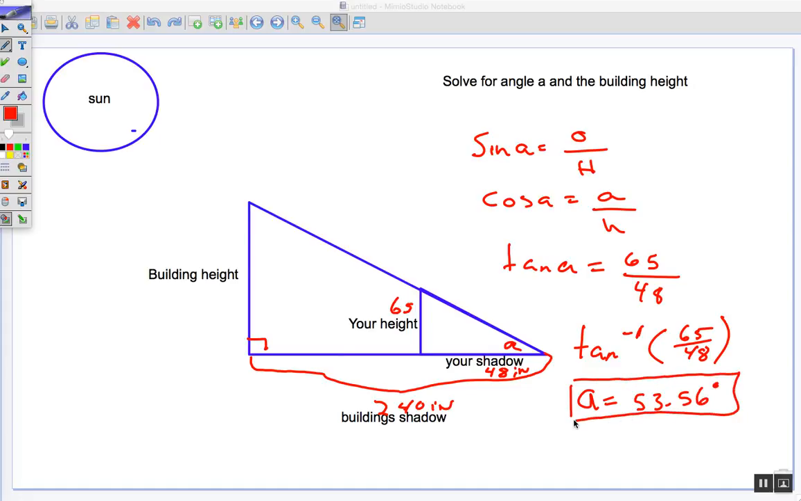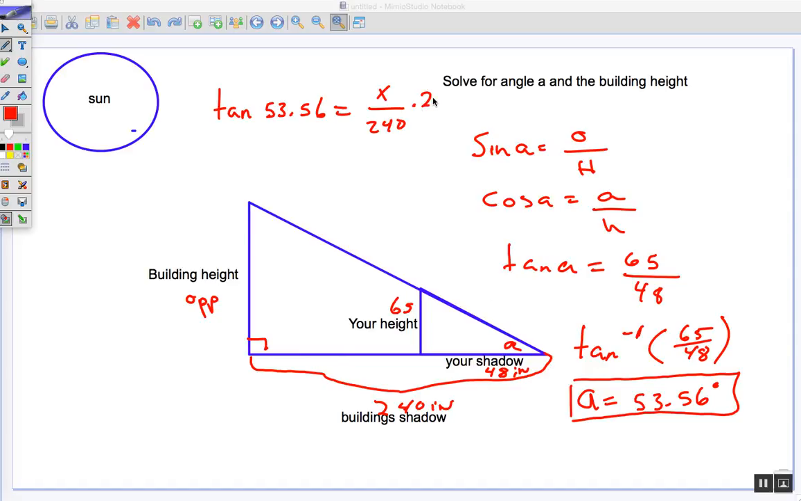The next part of the question asks you to solve for the height of the building. Well, we know this side length. We know angle A is 53.56, and we are looking for opposite angle A. So we are looking for opposite, we have adjacent, and we have our angle. So we are still using tangent. Tangent of 53.56 is equal to opposite over adjacent. So that's our adjacent side. That entire length there is 240 inches.